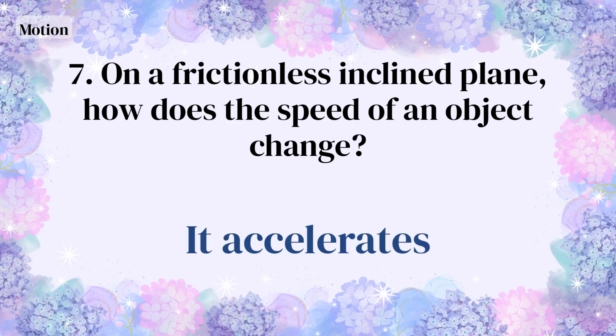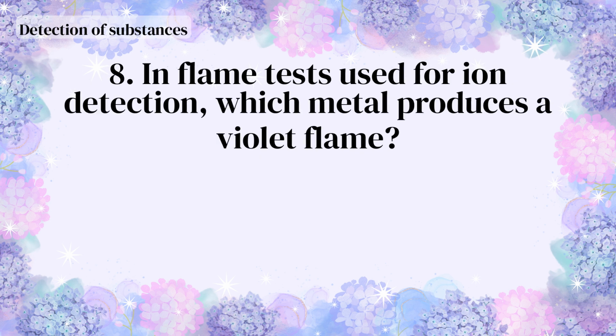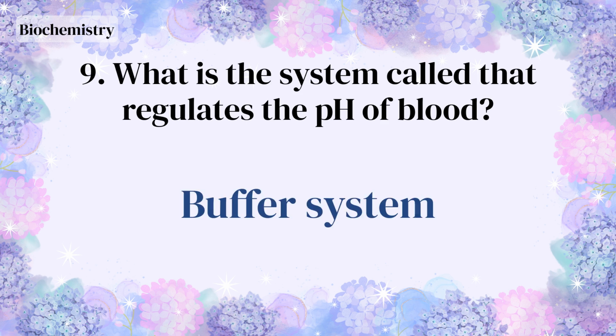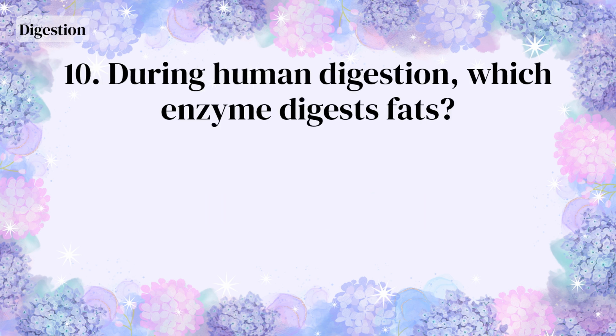It accelerates. In flame tests used for ion detection, which metal produces a violet flame? Potassium. What is the system called that regulates the pH of blood? Buffer system. During human digestion, which enzyme digests fats?